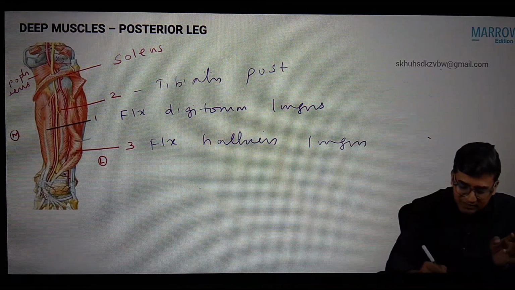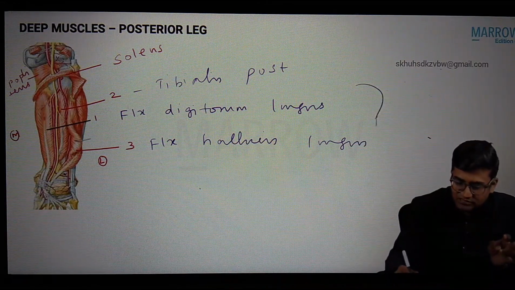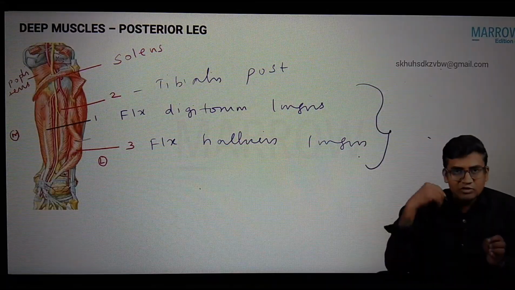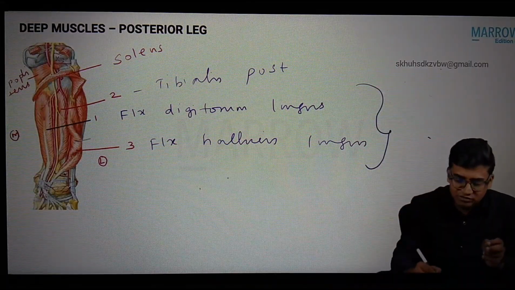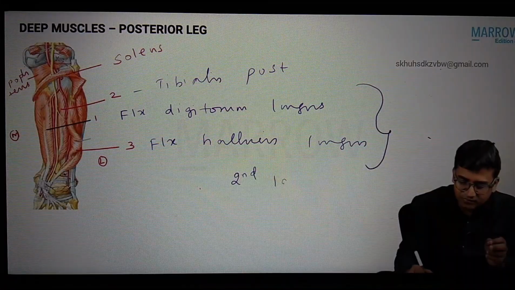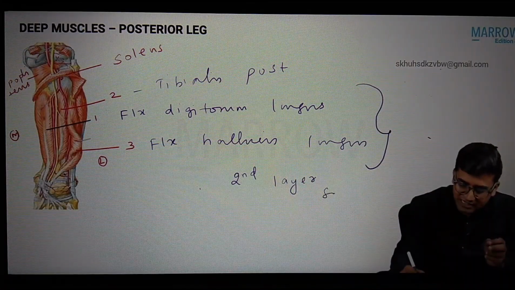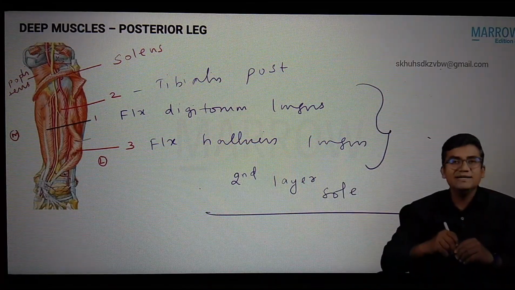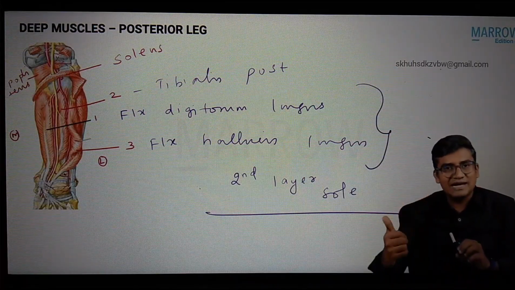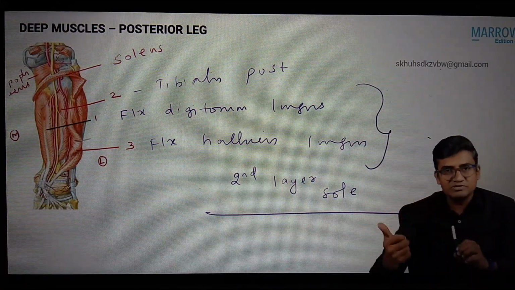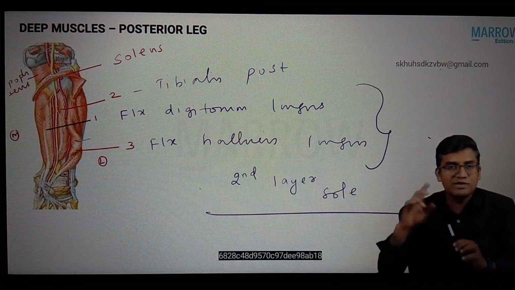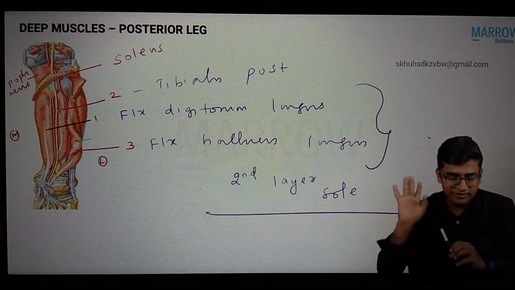Very important. Now, what is the action of these 3 muscles? I told you flexor digitorum longus and flexor hallucis longus go to the great toe and lateral 4 toes. Now, they go to the sole. Which layer of the sole? These 2 tendons are present in the second layer of the sole. Now, what about tibialis posterior? The attachments of tibialis posterior, tibialis anterior, peroneus longus, and peroneus brevis, I'll show you in one diagram at the end. Don't worry.